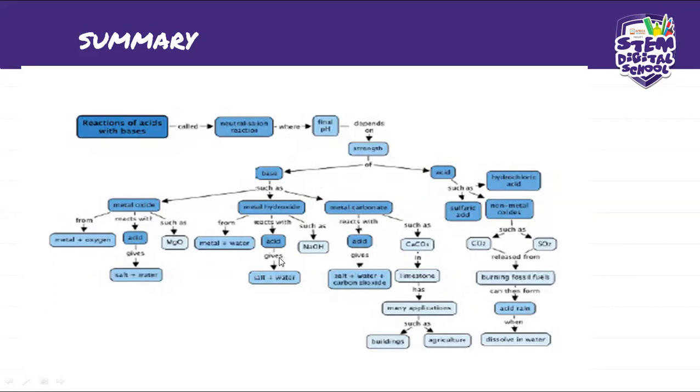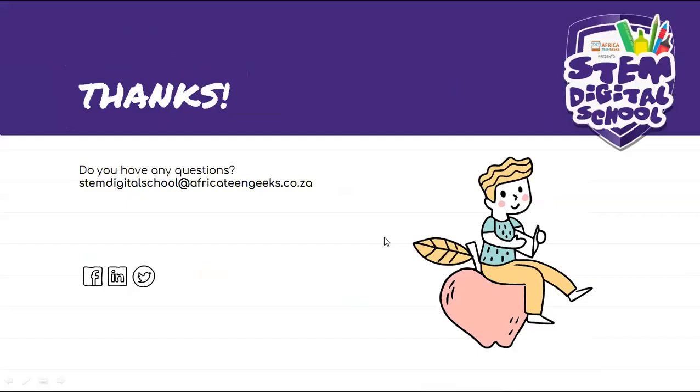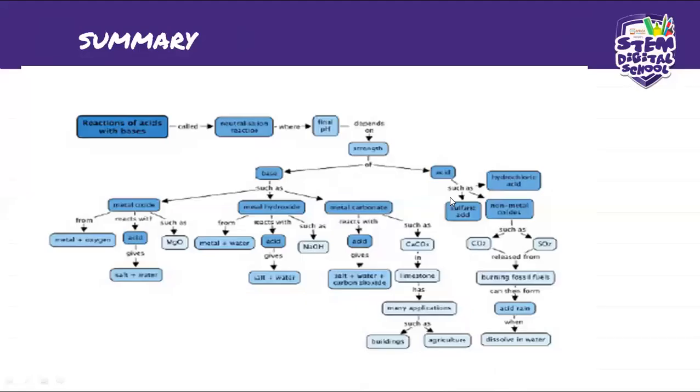It reacts with acid to give us salt and water. And then we also have sodium hydroxide. We also looked at metal carbonates. They react with acid to form carbon dioxide and water. Then we also look at calcium carbonate, which is limestone and has many applications, and is used in buildings and in agriculture.